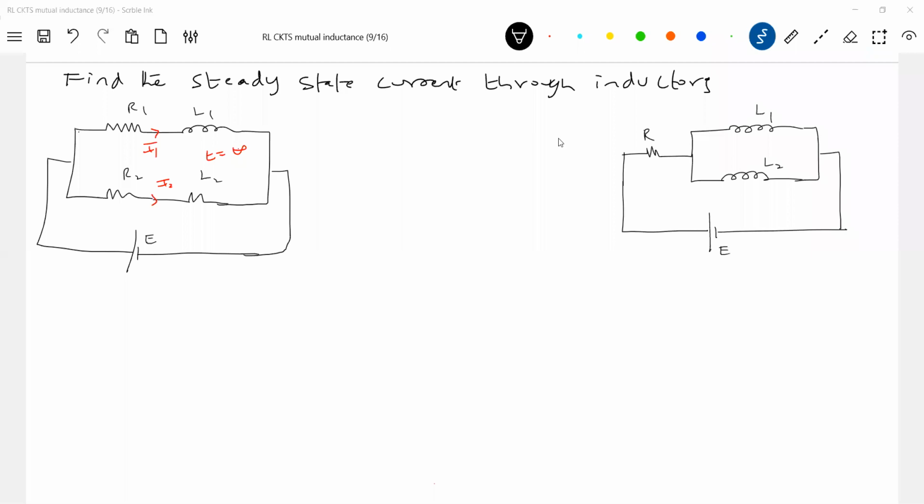So what is I1? I1 is equal to E by R1. So what is the best way? Let's draw the equivalent circuit. The equivalent circuit will be where all the inductors are replaced by short circuits. This is R1, this is R2.